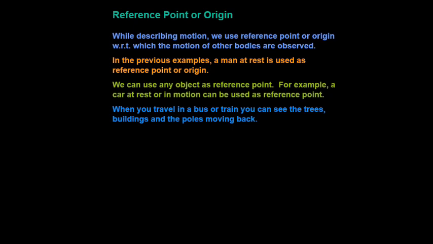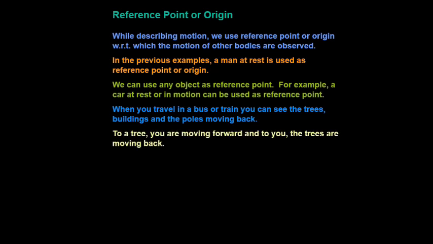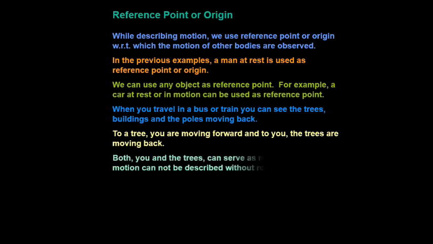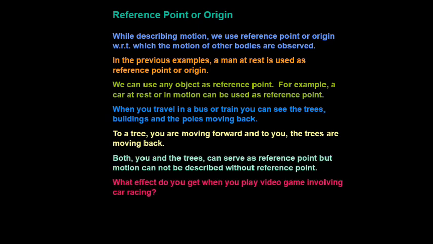It can be like you're traveling in a bus or train, so you can take any corner of the car, bus, or train as the reference point, or yourself can also be a reference point. So these are some cases you can understand. To a tree, you are moving forward, and to you the trees are moving backward. Very interesting, right?